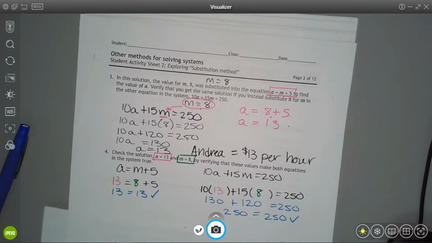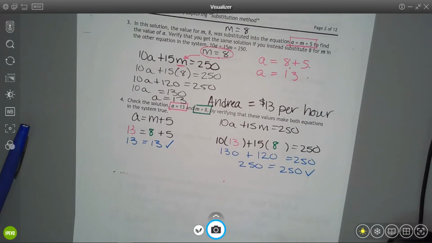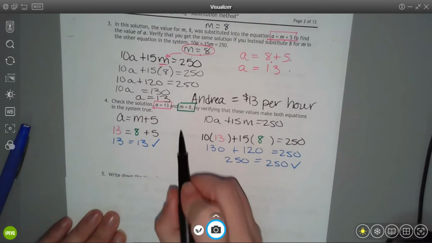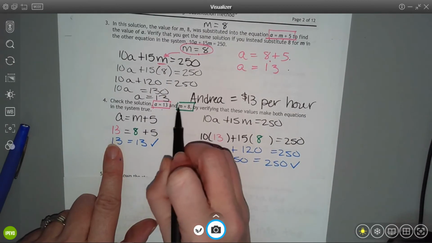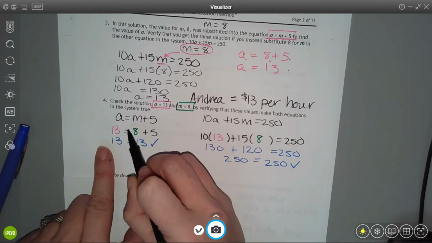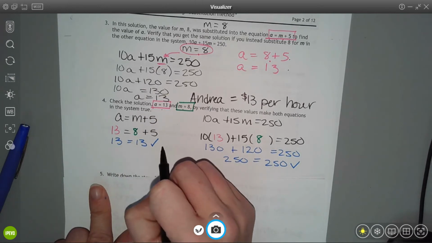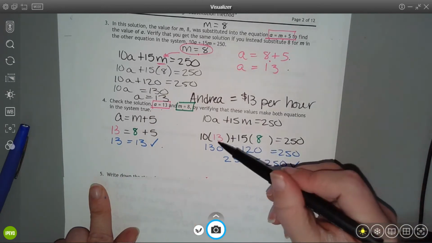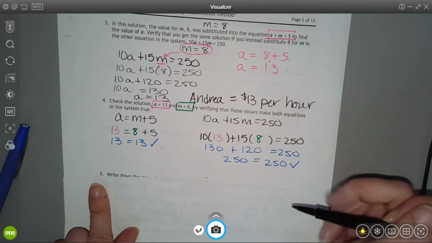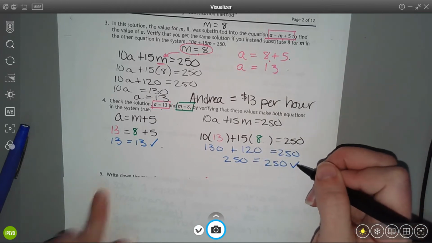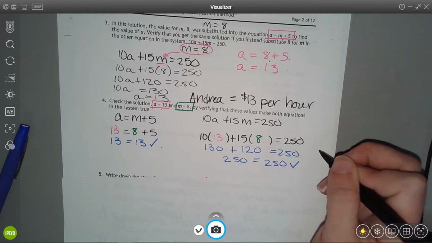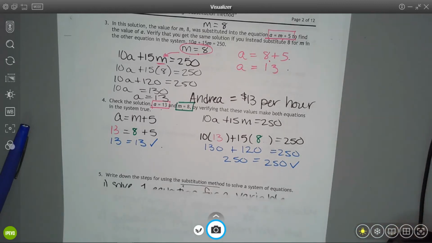In question 4, we're going to go through and just double check. Plug our A is 13 and M is 8 into each equation. 13 equals 8 plus 5. We get 13 equals 13. It's true, it works. Over here, if we plug that 13 and the 8 into the respective variables, we get 250 equals 250. It's true, therefore it is a solution.